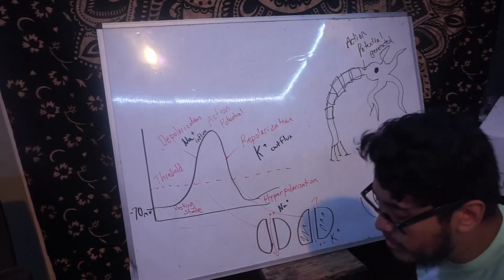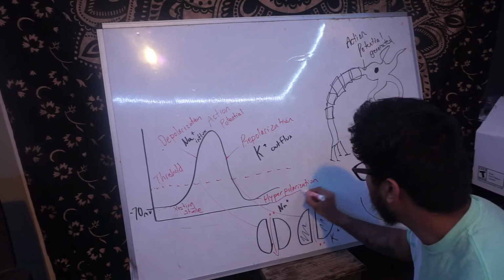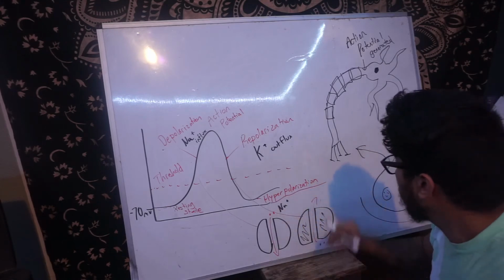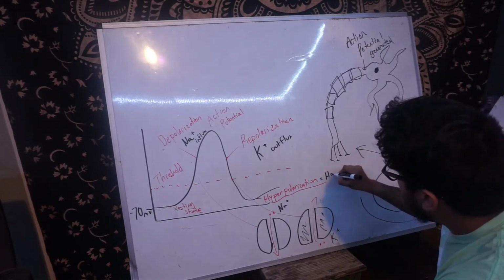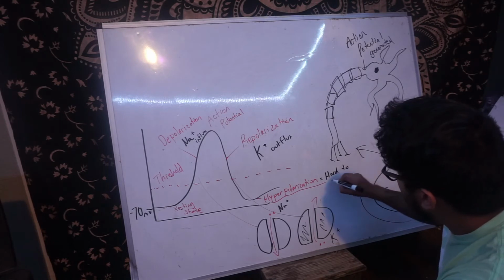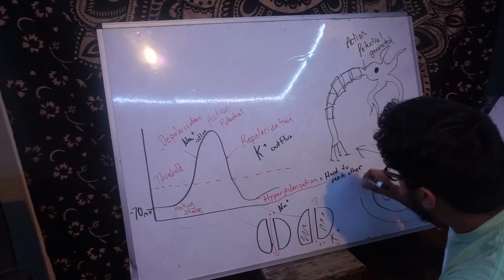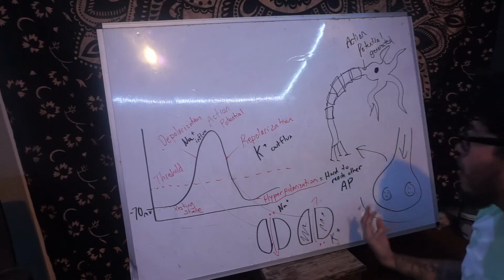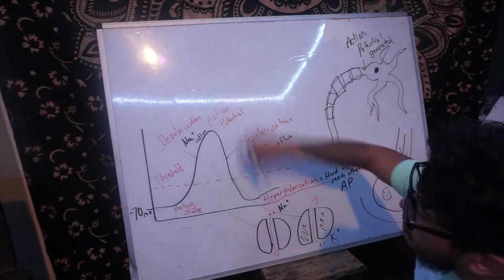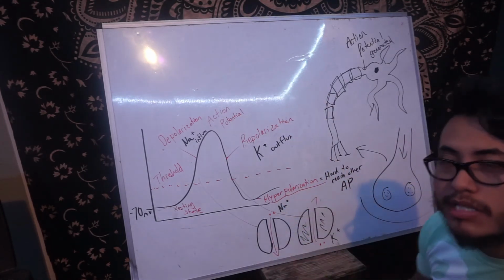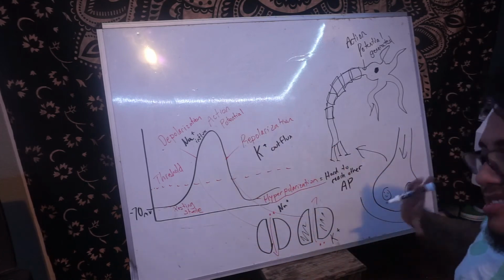And all hyperpolarization is, so put this underneath this, it's just hard to reach another AP, which is action potential. It's just a point when it's hard to go back up because we're below it. You can do it again, but it just takes more on your body.